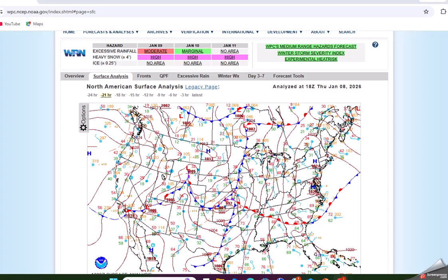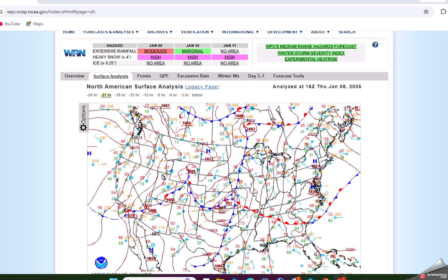Here, let's start with this one. In the central Midwest, you can see a cold front. They have triangles on the ends. And the direction that the triangle is pointing is the direction the front's moving. So this front is moving to the east.